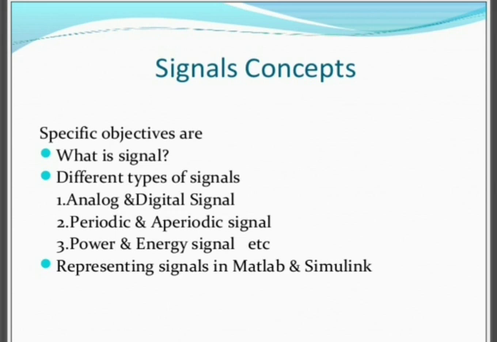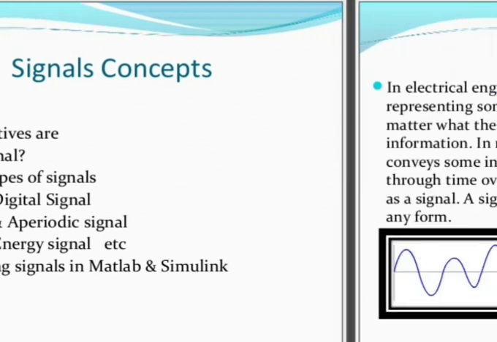Basically there are different types of signal: analog, digital, periodic or aperiodic, power and energy signals. But before that there are two, that is CT and DT. CT means continuous time, DT is the discrete time signal. These CT and DT signals are further classified as even and odd, periodic, non-periodic, deterministic, non-deterministic, and energy and power signals. These signals can be represented in MATLAB and Simulink.